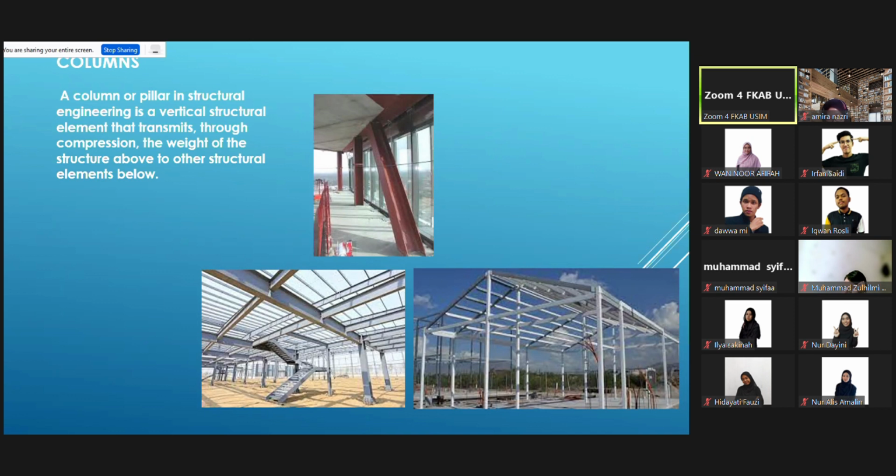It's a vertical structural element that transmits, through compression, the weight of the structure above to other structural elements below, including the piling. So basically it is the transmission of load from the top to the bottom. Everyone knows this, but to describe it, you must know how to describe it and get the right kind of terms.